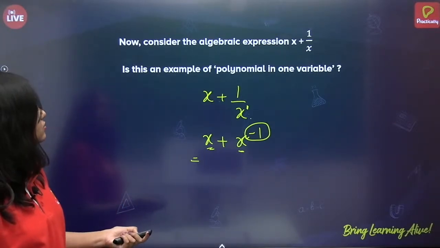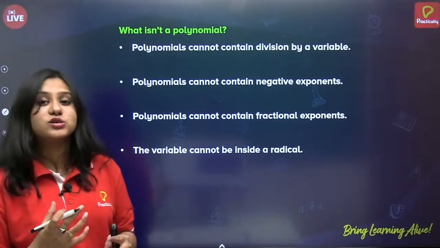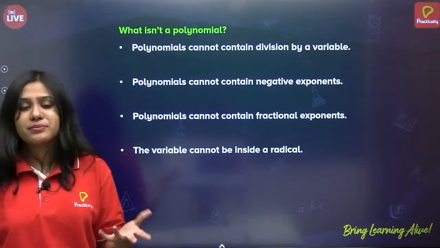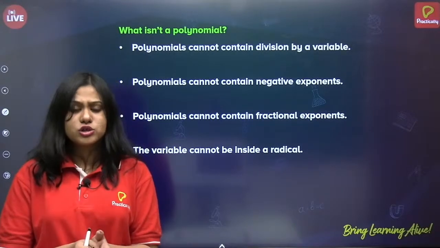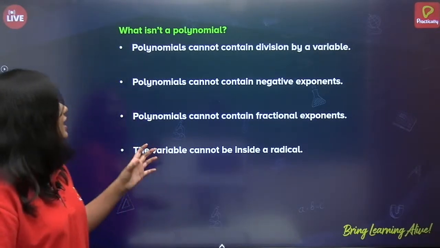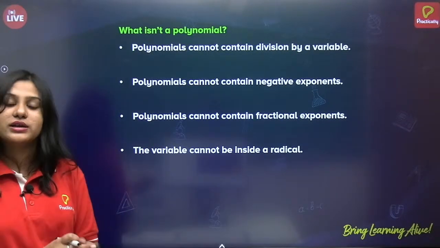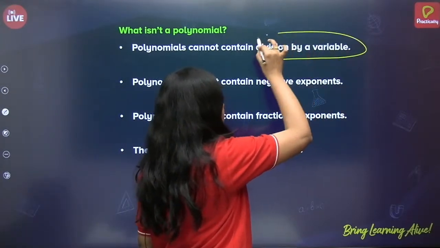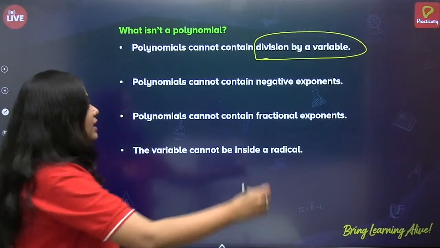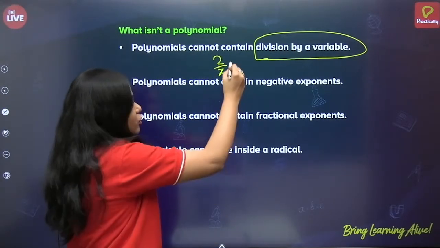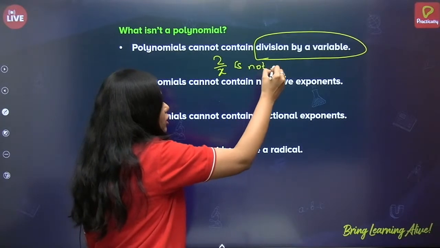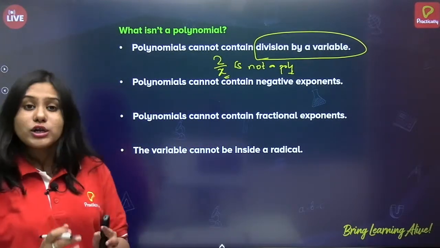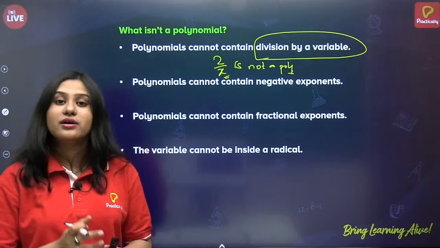Now, let us see what is not a polynomial. Till now we have studied what is a polynomial, and we have just seen two examples where we came to the conclusion that they are not polynomials, correct? Now let us understand in a detailed way what is not a polynomial. Polynomials cannot contain division by a variable. What does it mean? I cannot say that 2 by x is a polynomial. 2 by x is not a polynomial. Why? In the denominator, it has a variable. So, polynomials cannot contain division by a variable.